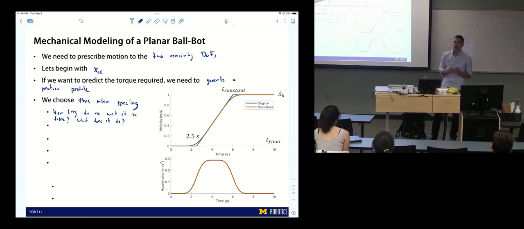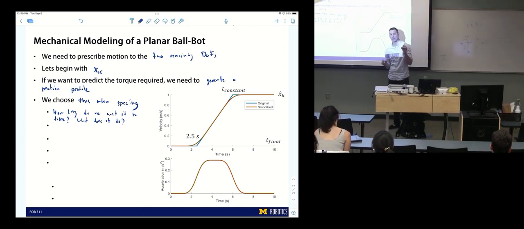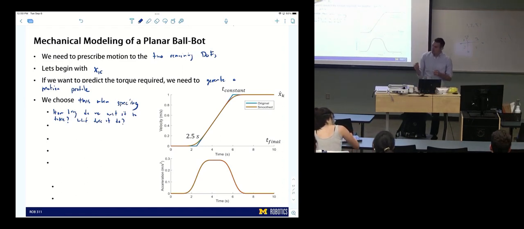How fast should it be able to go? And this matters a lot, because this defines a lot about what's gonna happen. We're choosing 1 meter per second as a top speed, which is pretty fast, I'd say. So we have an ambitious top speed of 1 meter per second.